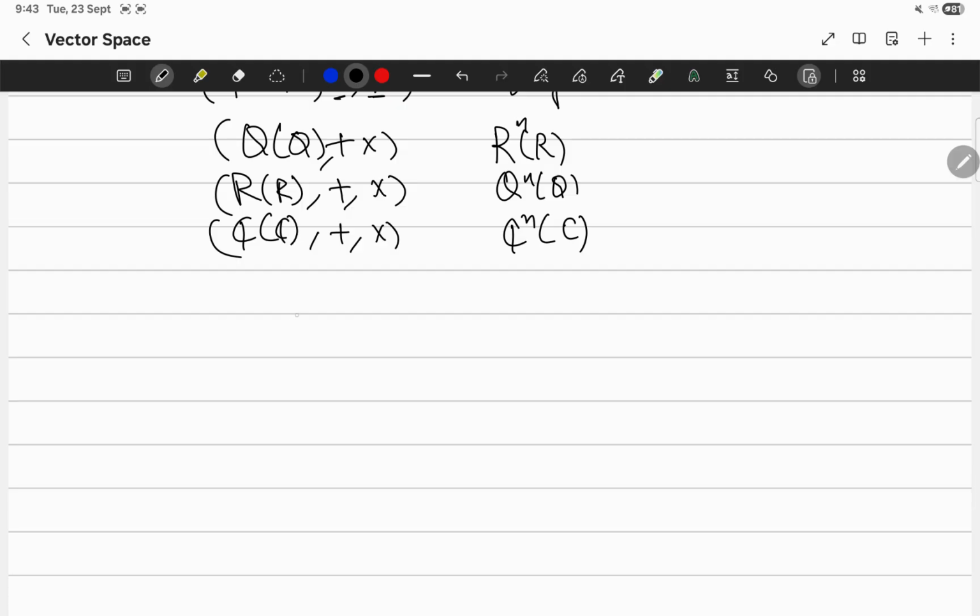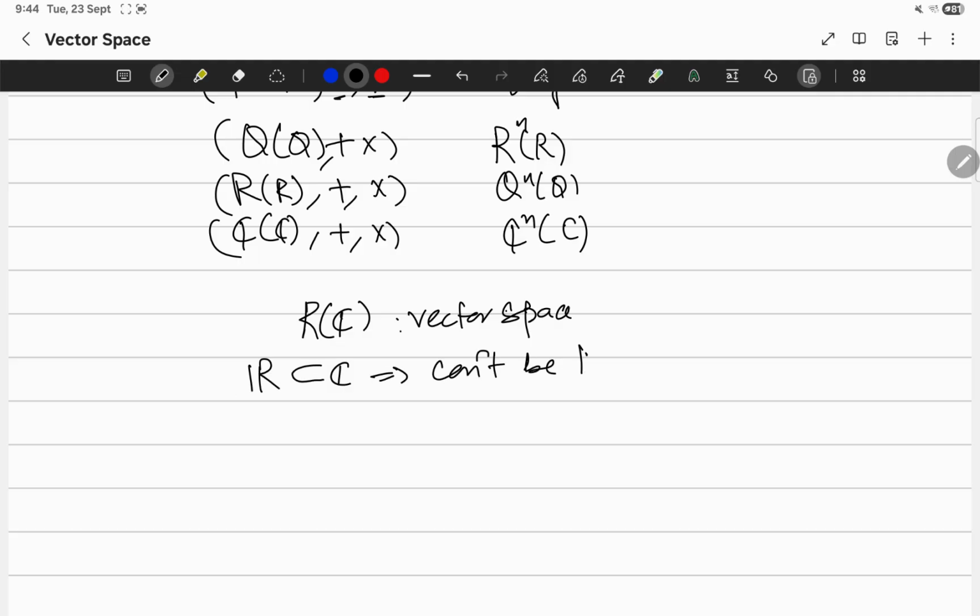Now I will ask, is R over C a vector space? As I already discussed in the previous lecture, the complex numbers, that is the field, are a superset of the real numbers, so it cannot be a vector space.